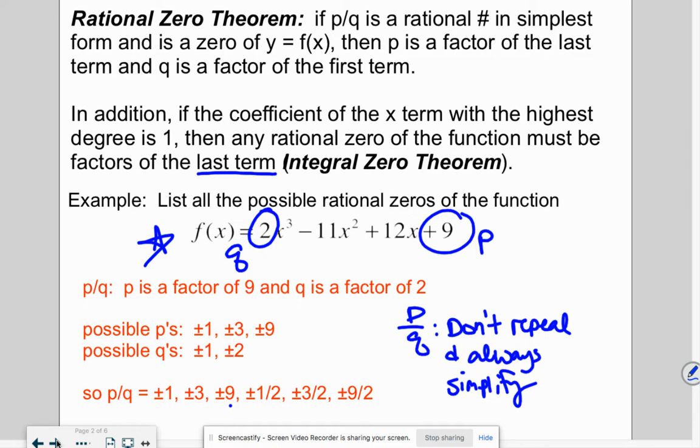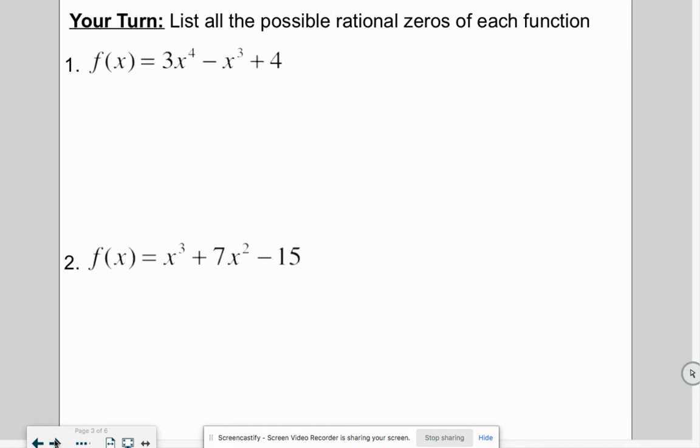So what we've done is we've taken that infinite list and we've narrowed it down to this list of 1, 2, 3, 4, 5, 6 times 2 is 12 because we're positive and negative. So now we've gone from an infinite amount of possible rational zeros to 12 possible rational zeros. So that's why this rational zero theorem is helpful. So you're just going to practice the theorem and then we'll move on, okay? So please do 1 and 2 on your own.